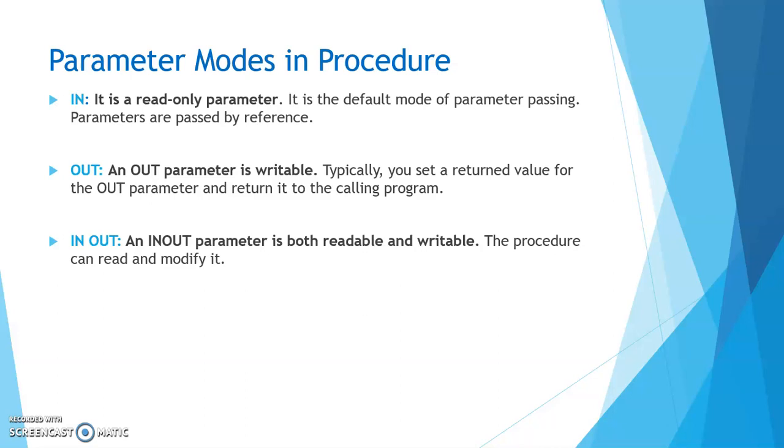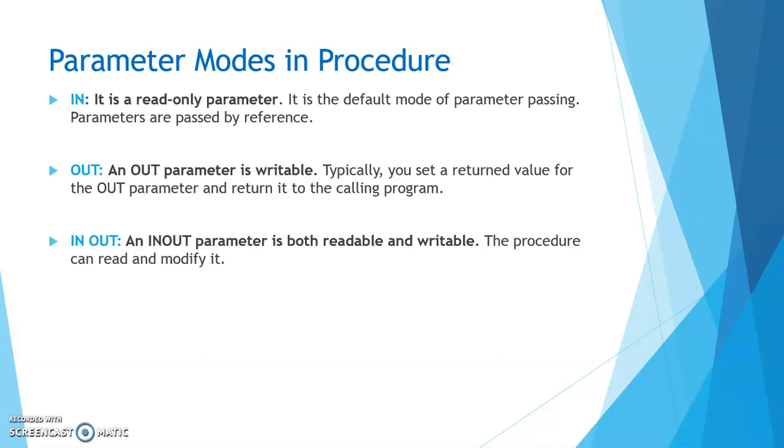OUT parameter. An OUT parameter is writable. Typically, you set a return value for the OUT parameter and return it to a calling program. This parameter is used for getting output from the subprograms. Their values can be changed inside the subprogram. In the calling statement, this parameter should always be a variable to hold the value from the called subprogram.